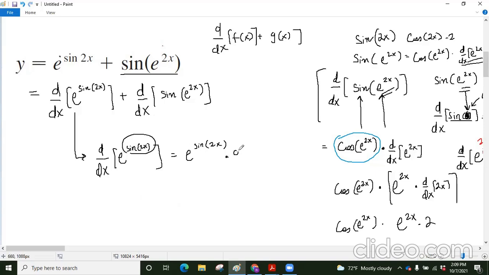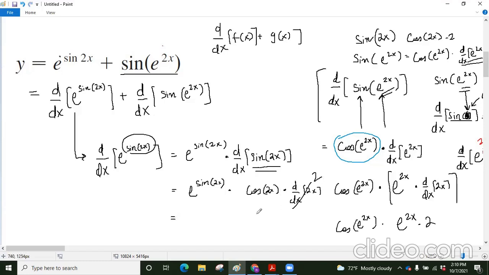But then we want to multiply by the derivative of the inside. So sine of 2x. We're now multiplying by the derivative of the inside of e. So this stays the same, e to the sine of 2x. And then we multiply by this guy. The outer layer first, which is cosine of 2x, right? And then we tackle the inner layer. So now we're going to say the derivative of the inside. That's the derivative of 2x, which we know is just 2.